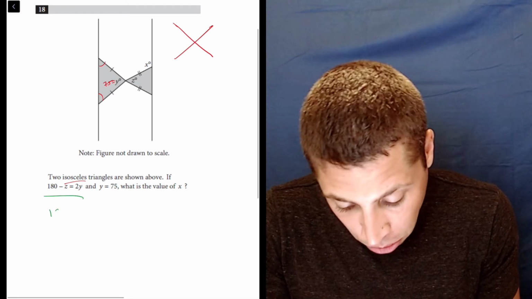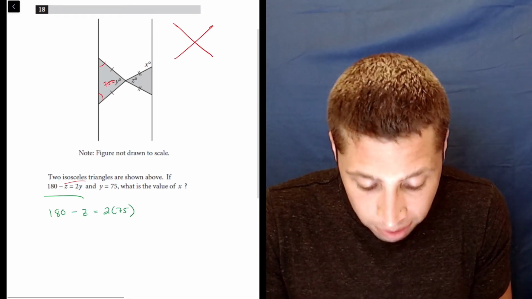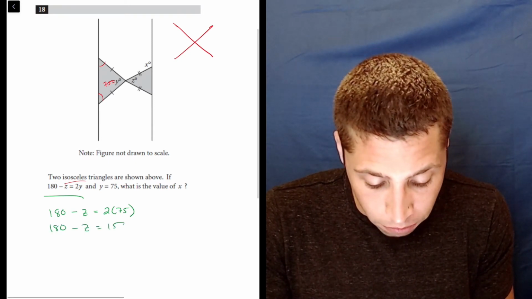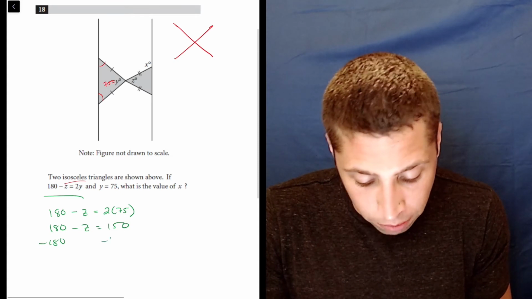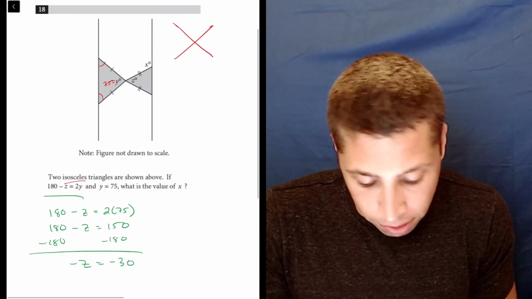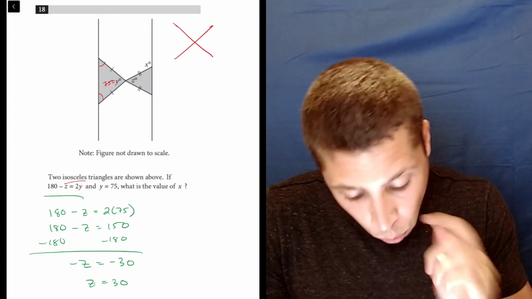So let's just substitute in. 180 minus z is equal to 2y, where y is 75. We can solve for z. We subtract 180 from both sides and get negative z is equal to negative 30. So z is equal to 30. Now, why is that helpful?